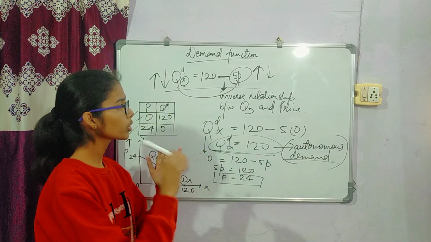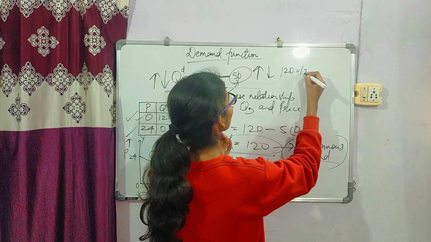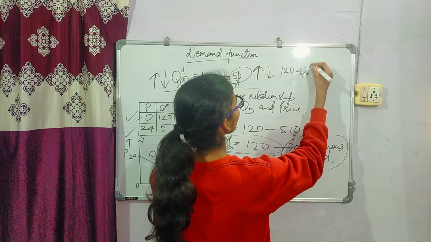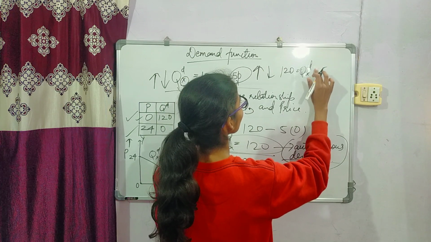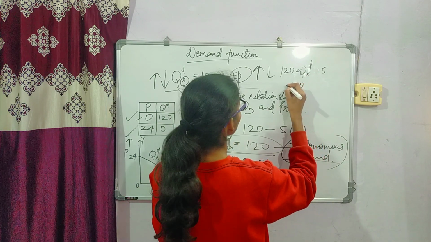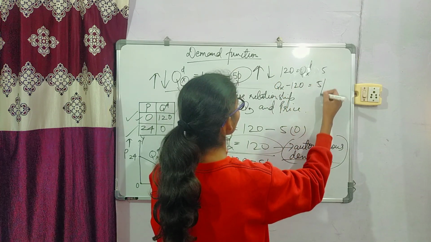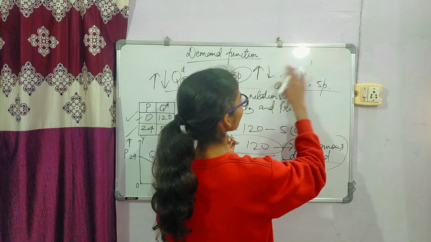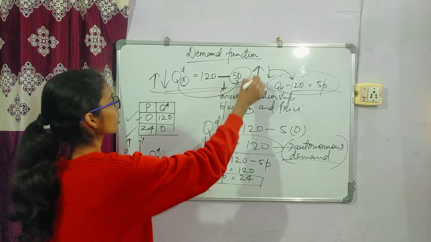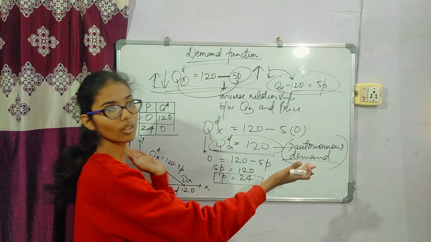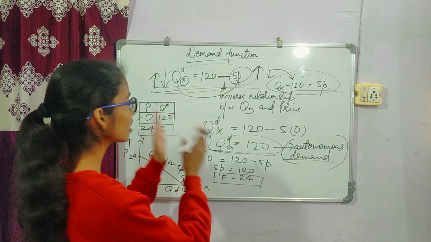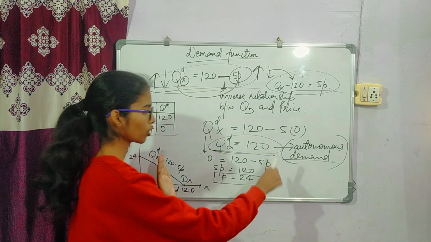One more thing: if the demand function is written in a different form, then we have to convert it into the general demand function. General is where Qx is on the left hand side and all the other determinants are on the right hand side. So it is very easy to draw a linear demand function graphically. There is an inverse relationship and autonomous demand, which you have to remember.